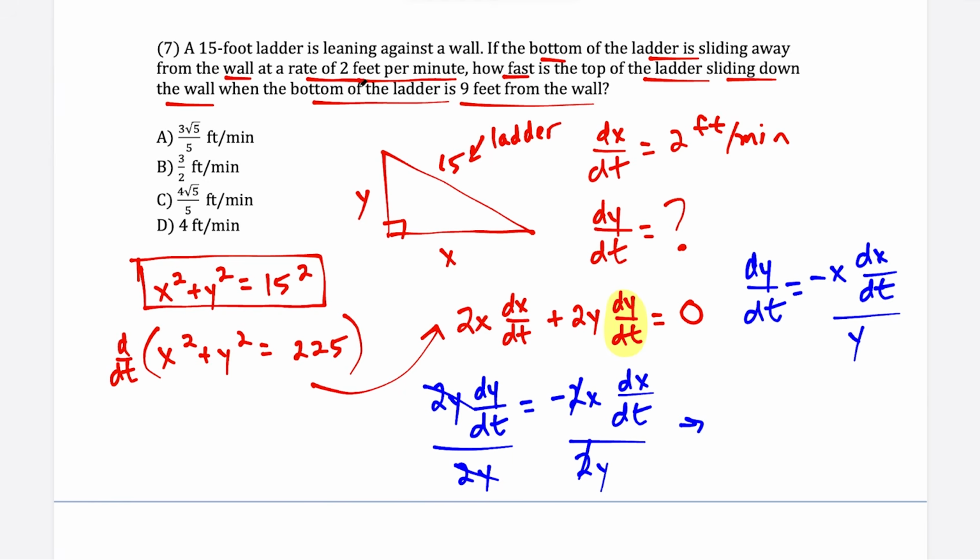And they're telling us what is the rate of change when the bottom of the ladder is 9 feet from the wall. So the bottom of the ladder is here and the wall is over here. So that's when x is equal to 9. So eventually what we're going to do is plug in x equals 9. But what we have to know is what is the corresponding y value the moment that x is equal to 9. So we have x equals 9. We have the hypotenuse is 15.